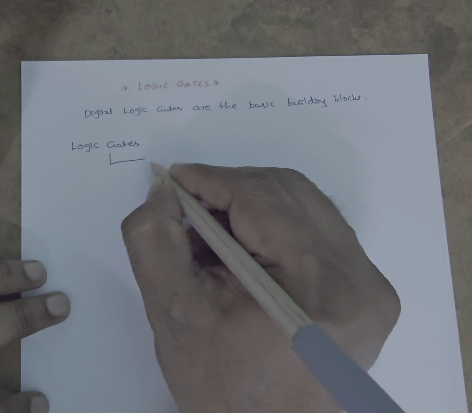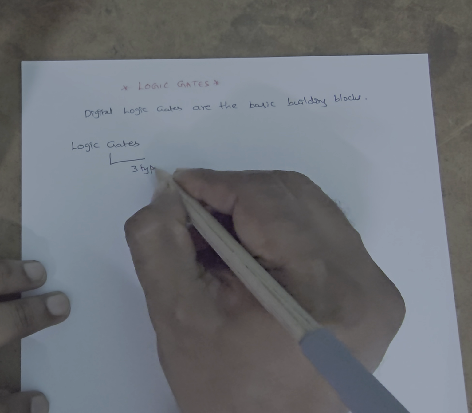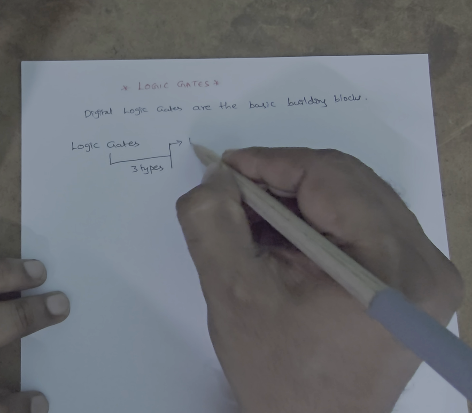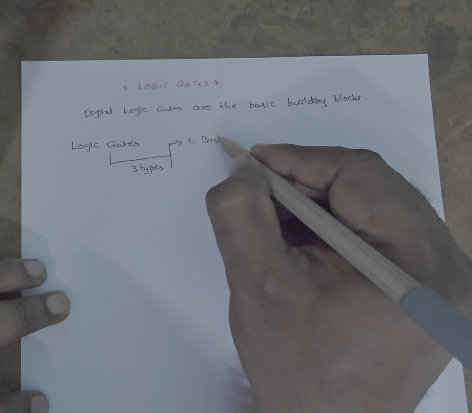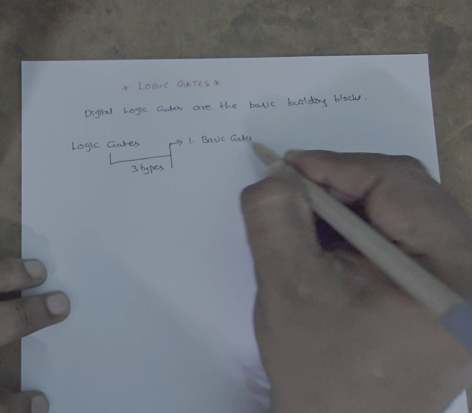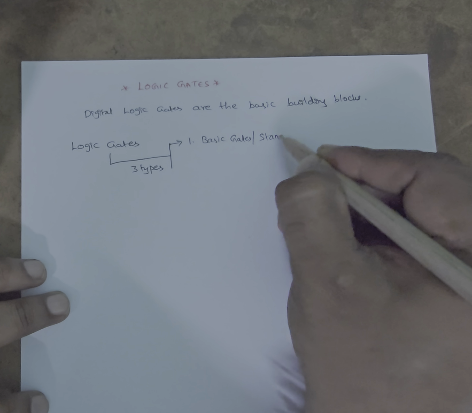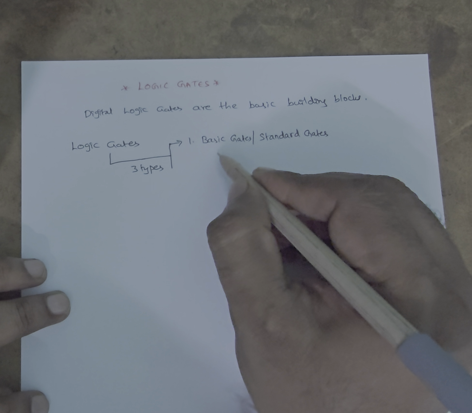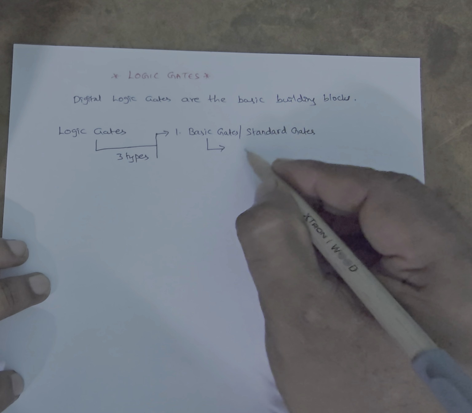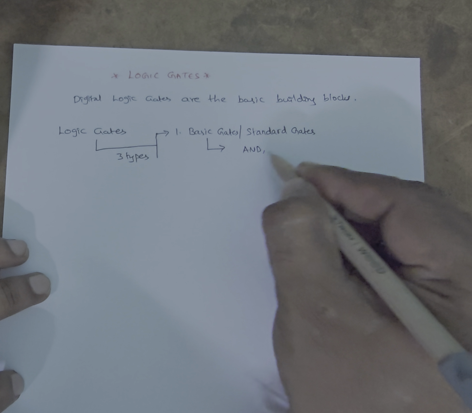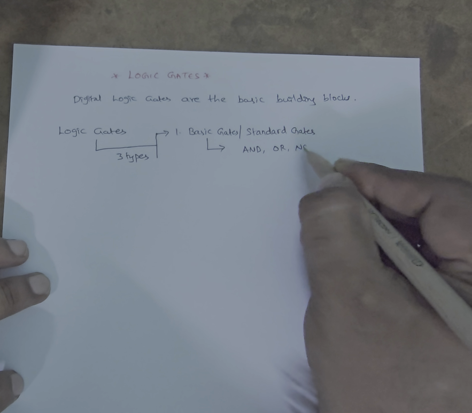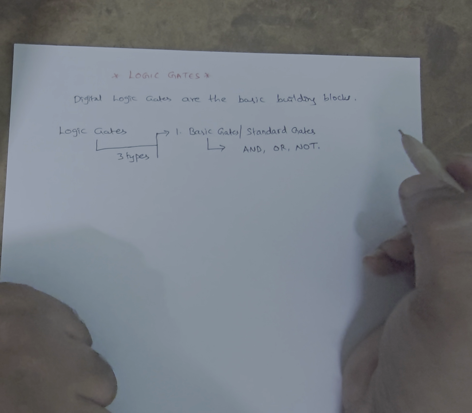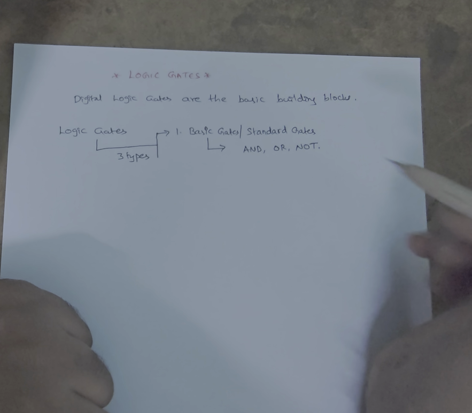Logic gates are classified into three types. So what are the three types? First one is basic gates. Another name for basic gates is standard gates. What are the standard gates? AND, OR, NOT. So these are the three basic gates, and the basic gates are also called standard gates.